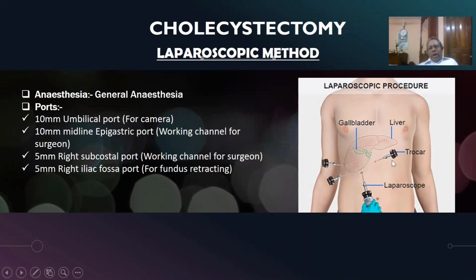The second question sometimes asked in the exam: what is the size of the port in the umbilical area? Your answer is 10 millimeter umbilical port. Sometimes in the written it is 11, but it is 10. The other ports are, in the epigastric port, it is 10. The rest of the 2 are 5 millimeter ports.